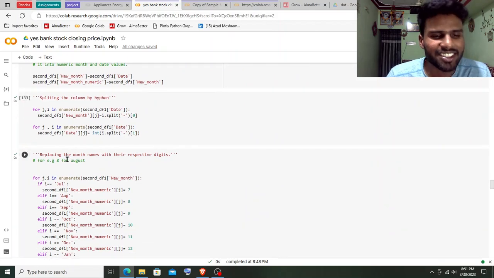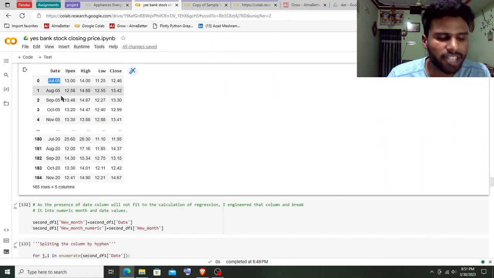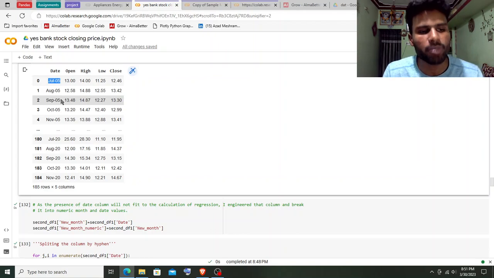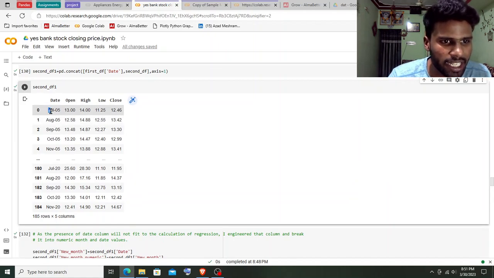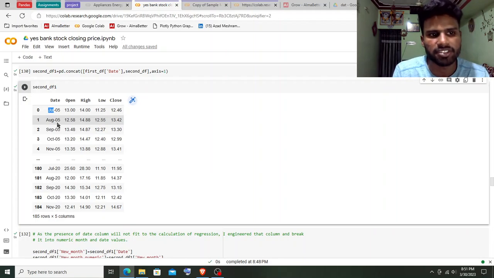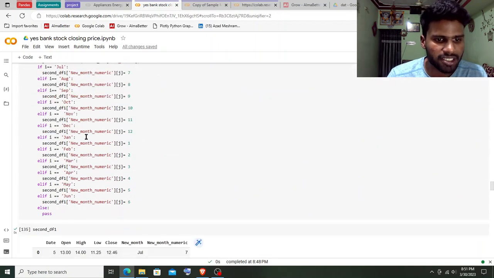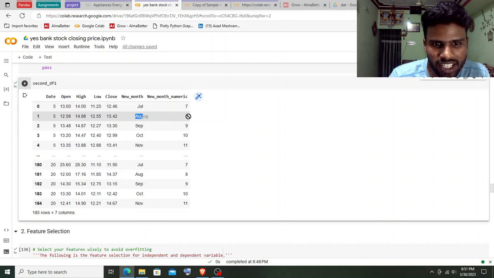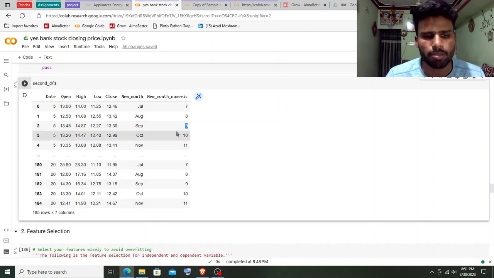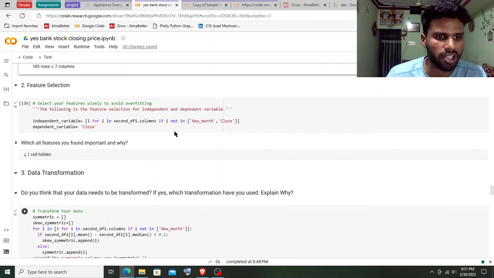Now this is something which I have done for my feature engineering, so that I could change this date format into a numeric value. I have done this by separating this data point via hyphen, and I have replaced July with 7. I have segregated it and considered those as values for my linear regression model, and its output will show like this: July will be considered as 7, August as 8, September as 9, so that it would help me to better perform my linear regression model.